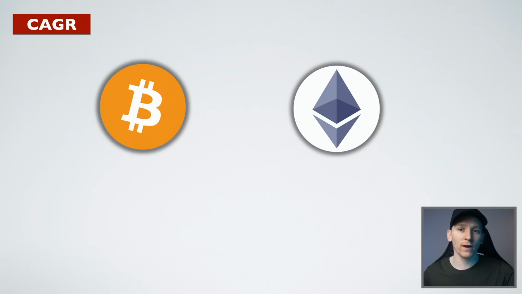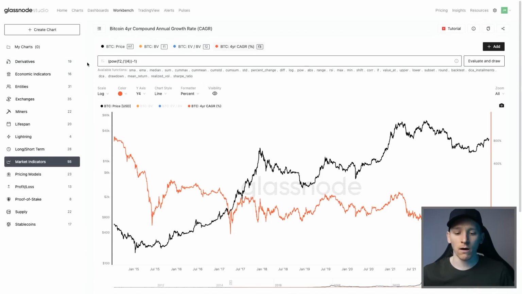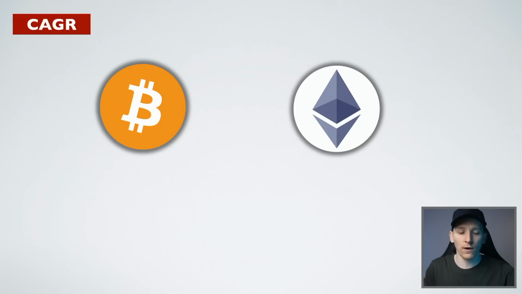So what's the easiest way to make gains? Well, obviously it's just to buy Bitcoin and ETH, right? But what does that actually mean? Like, what are the data points here? So the first thing we can look at is something known as CAGR, or compound annual growth rate. This thing right here, compound annual growth.